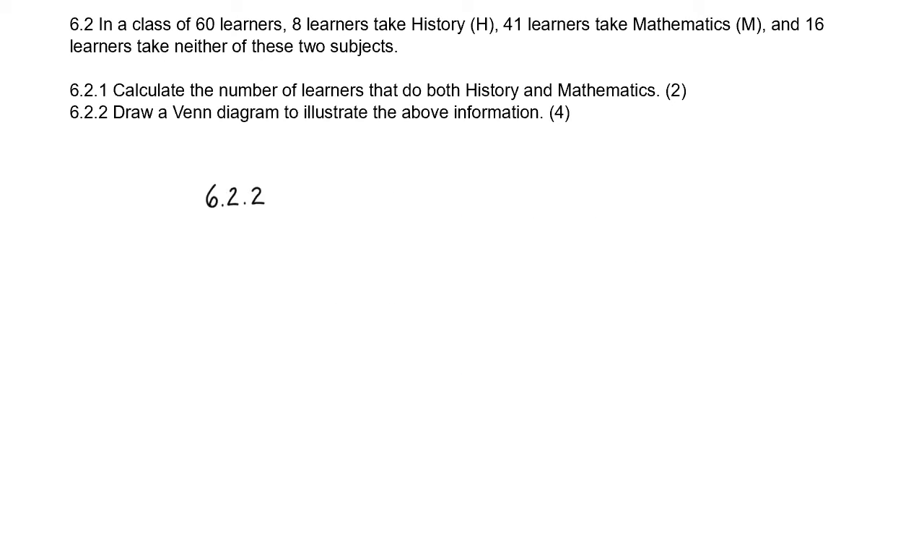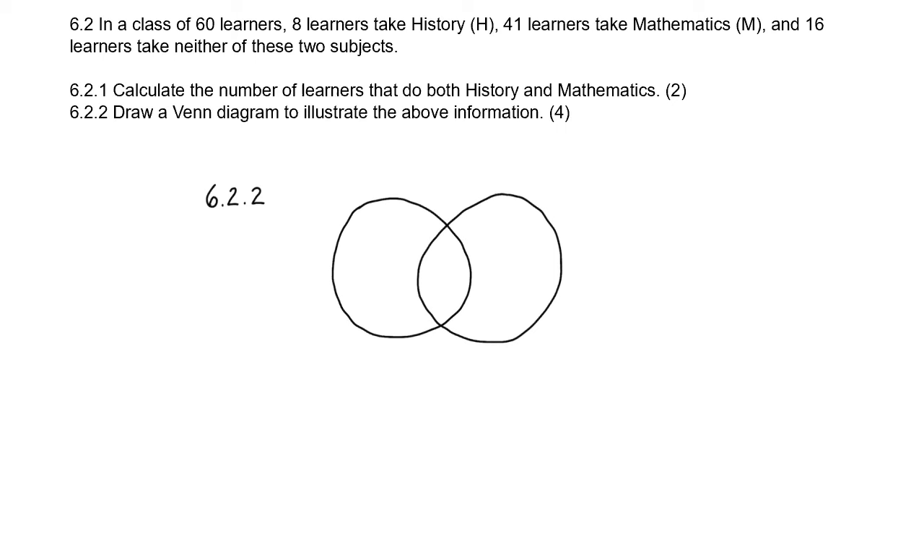Let's take a look at question 6.2.2 from the 2023 November Gauteng paper. Draw a Venn diagram to illustrate the above information, and this counts 4 marks. So you will use a Venn diagram with 2 overlapping circles to represent learners who take history and mathematics. So first, place the 5 learners in the overlapping section. This represents learners who take both history and mathematics.